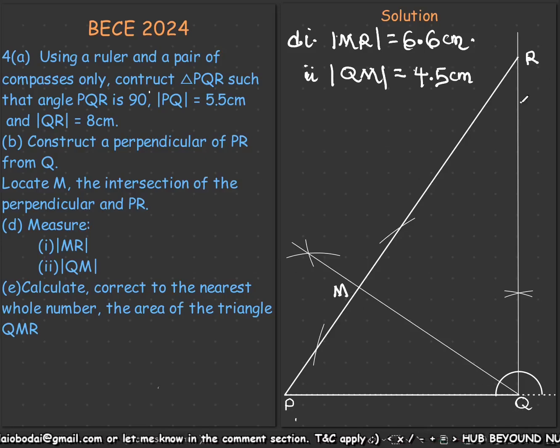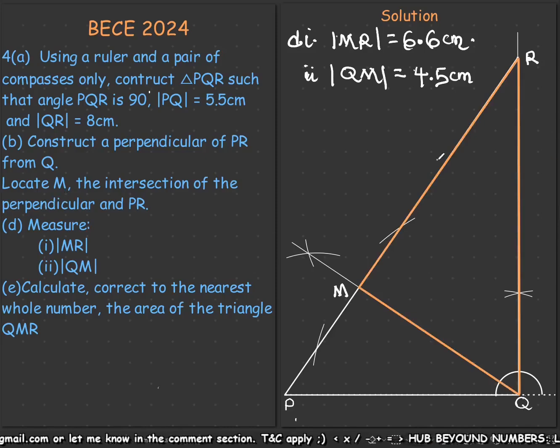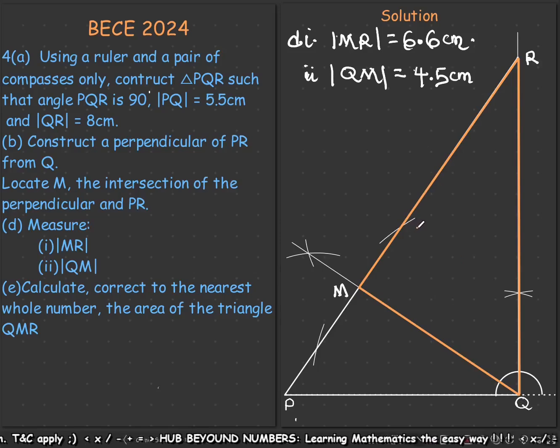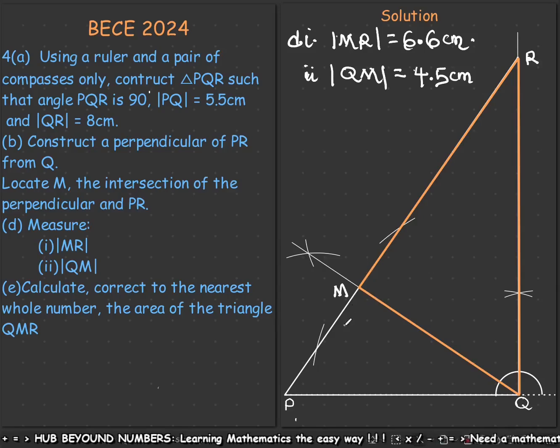Triangle QMR. Let me highlight that triangle so that you see clearly what they are talking about. You see the highlighted one in the yellow? That is triangle QMR. That is what we are looking for, its area. And remember, this angle here is 90 degrees, because it was a perpendicular line we drew. Hence, this can be its height. So in that case, the height then is MQ.